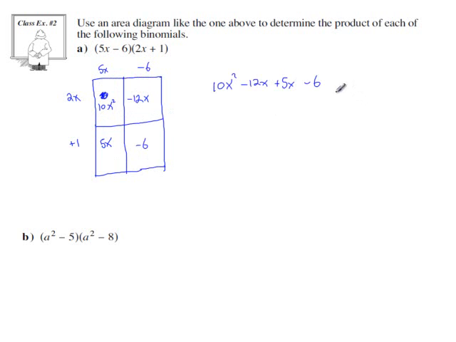Last step is to combine like terms. So 10x squared, there aren't any other x squareds. I see a minus 12x and a positive 5x. So negative 12 plus 5 is negative 7, so minus 7x. And then just a minus 6 at the end. So your total area is 10x squared minus 7x minus 6.